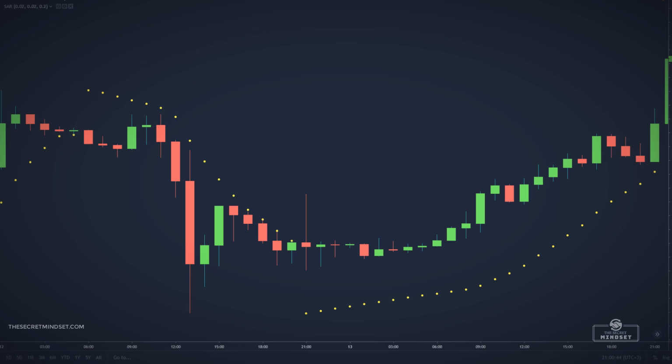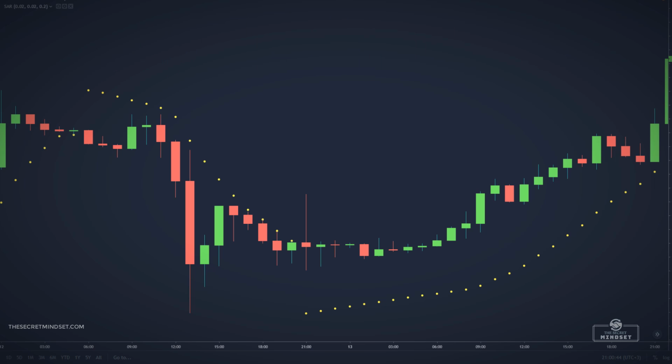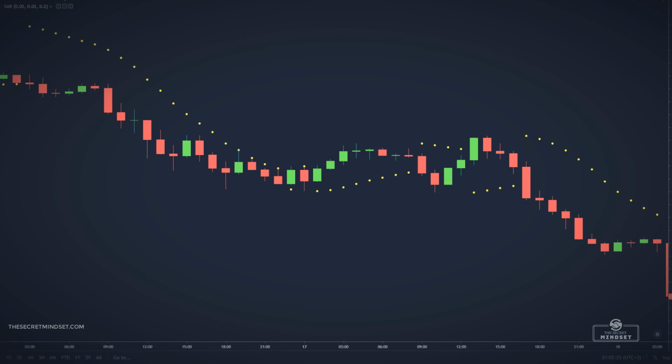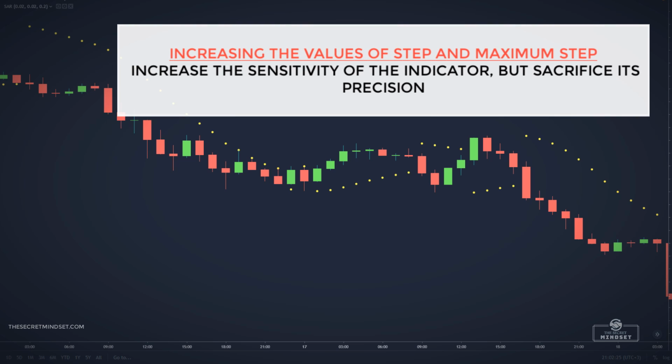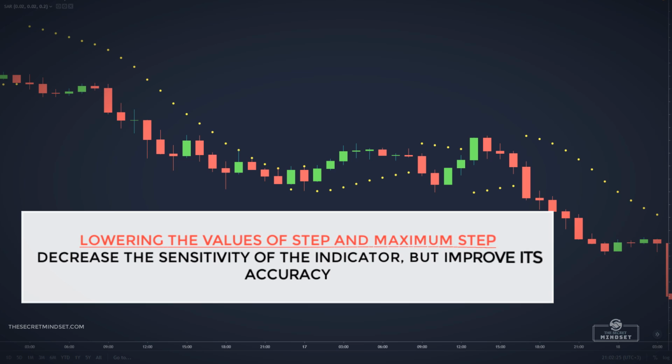Once the price makes a new high or low, the acceleration factor increases by 0.02. This explains the reason why the gaps between the Parabolic SAR and the price increase during strong trends. By increasing the values of the step and maximum step, you can increase the sensitivity of the indicator, but at the same time sacrificing its precision, because the Parabolic SAR will offer many false signals. By lowering the values of the step and maximum step, the Parabolic SAR will become less sensitive, but will also provide more accurate signals from my experience.